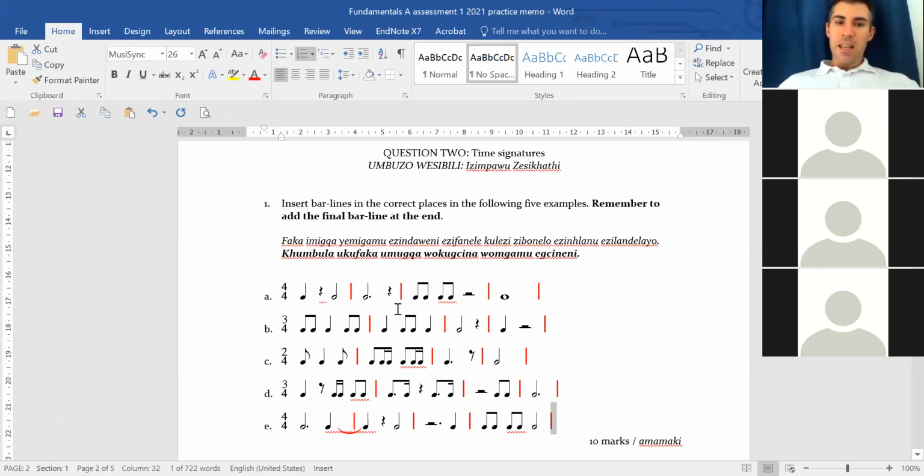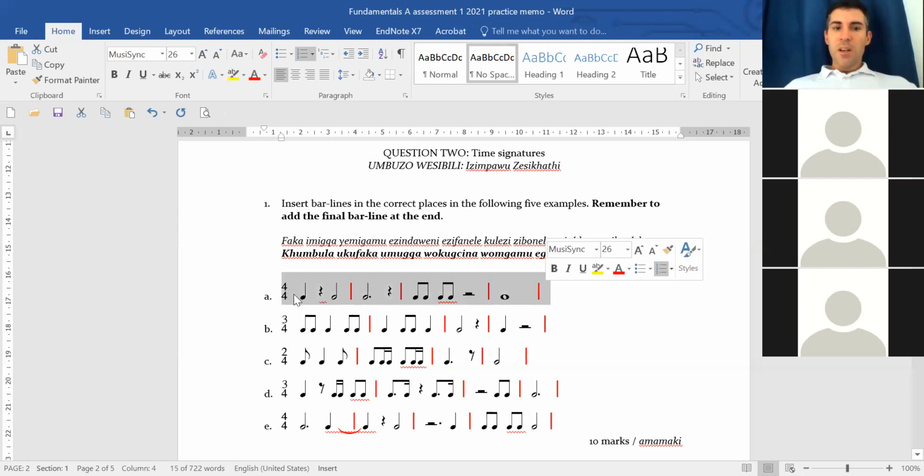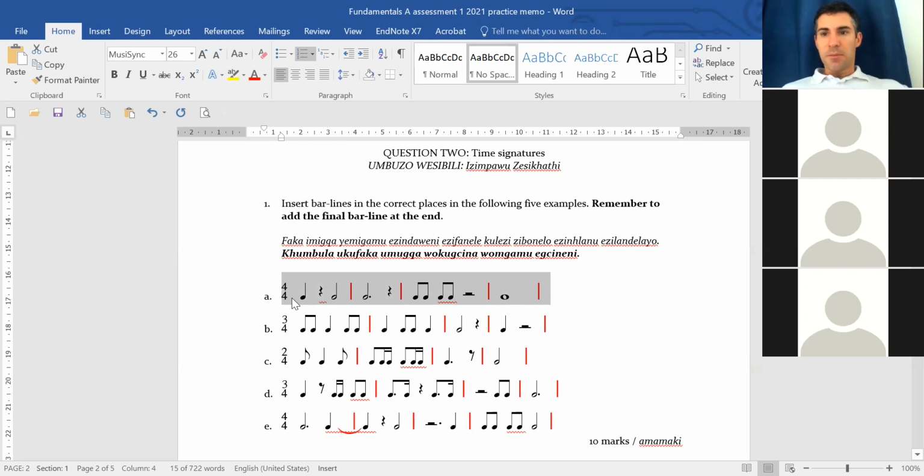Now let's look at A. What does 4-4 mean? Who can tell me what 4-4 means? Four beats in a bar. Four crotchet beats in a bar. That means we're dealing with 1 count notes, crotchets, and there are 4 of them in the bar. How much must each bar be worth if we calculated them all together? Four. Yes, okay.